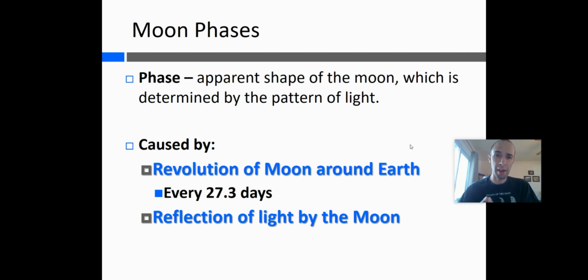And that is due to the fact that there are two things going on. Number one, the moon is going around the Earth. It's revolving around the Earth every 27.3 days. So it takes 27.3 days for it to go all the way around the Earth. But it also reflects a lot of light. It doesn't give off any light of its own, so it's just bouncing light from the sun back to our eyes. So that reflection of light, as well as the revolution of the moon around the Earth, that's what causes phases.